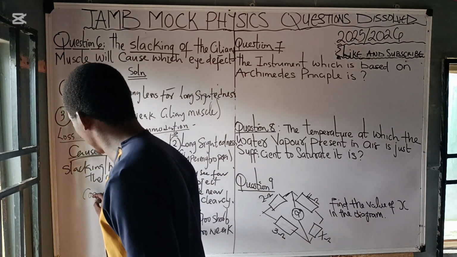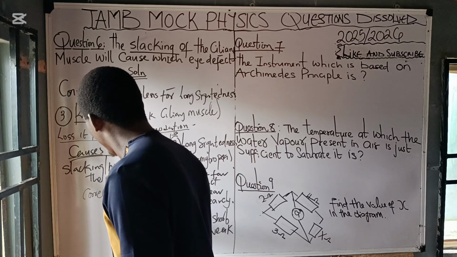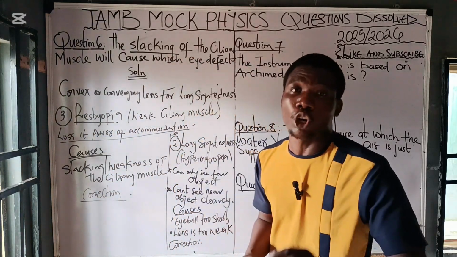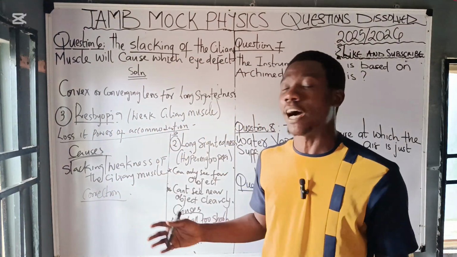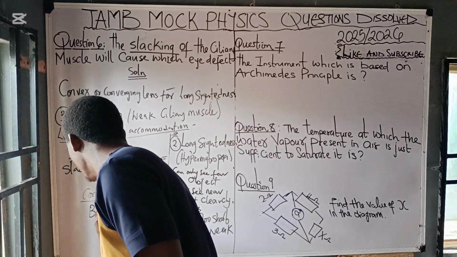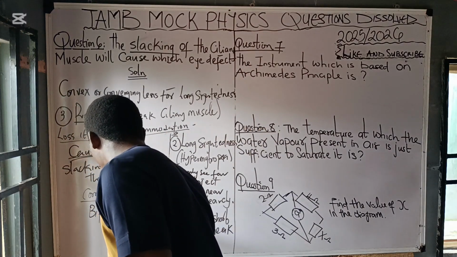What's the correction? How do you correct presbyopia? The correction is by the use of a bifocal lens. Yes, a bifocal lens. Take note of that.